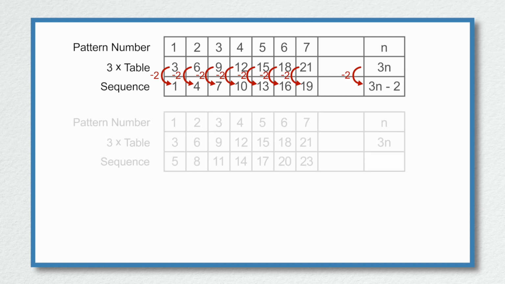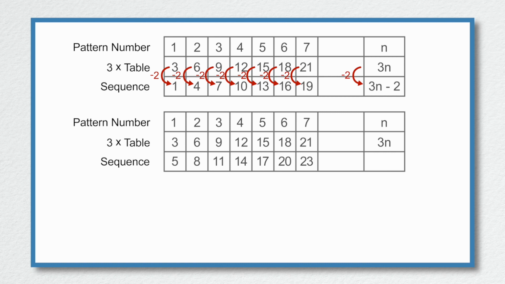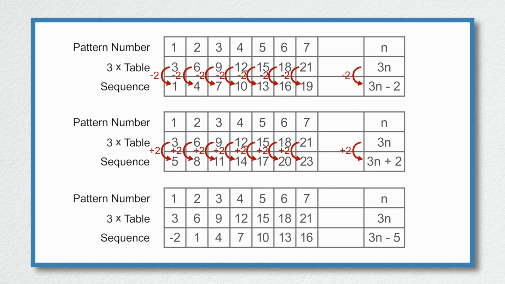For the next sequence, here's the pattern number, here's the 3 times table, and here's the sequence. We can see that to get from the 3 times table to the sequence for each term, this time we're adding 2. So the nth term is going to be 3n add 2. And for the next sequence, we can see that in each case we're subtracting 5. 3 subtract 5 is equal to minus 2. 6 subtract 5 is equal to 1, and so on. So our nth term is going to be 3n subtract 5.